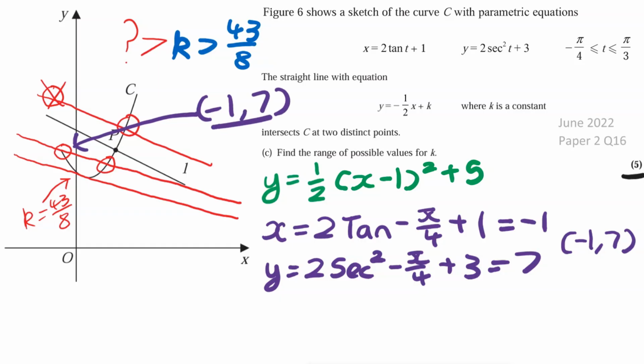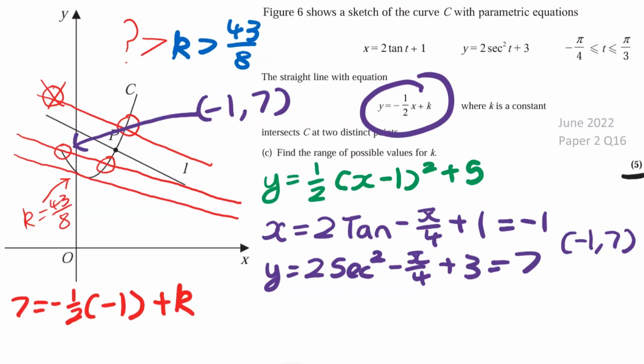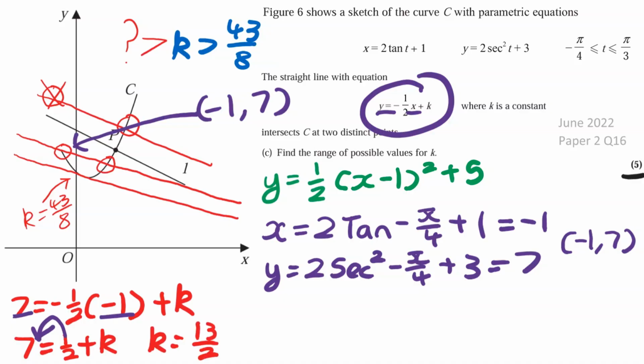So what we're going to do is sub this point into this equation in order to find the value of k for this line. That's what I've done down here. So y is 7 and x is minus 1. We have this minus a half times minus 1, which is equal to a half, and bring this half to the other side. So we get that k is equal to 13 over 2. So for this line here, k is equal to 13 over 2.